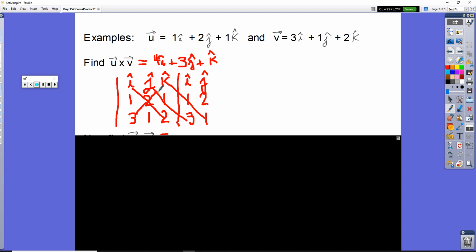Now we have 3 diagonals going back in the opposite direction, and these are going to be subtracted. So minus 6k. Then we have minus 1i, and then we have minus 2j. As you can see, there are 2 of each component, so we're going to put like terms together. We have 4 i's minus 1 i, which makes a total of 3i. We have 3 j's minus 2 j's, which makes a total of 1j. And last but not least, we have 1k minus 6k, which makes negative 5k.